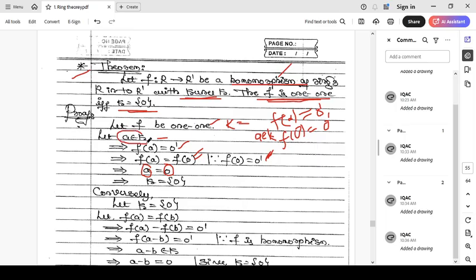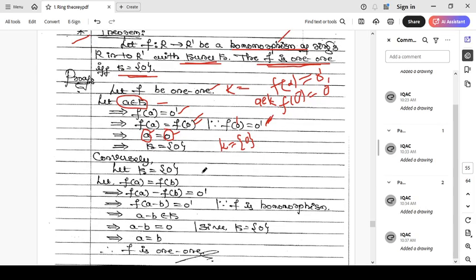So for every a belonging to K, we got f(a) is 0'. Obviously we'll get 0 belongs to K, right? So that a = 0. Therefore K, directly I can write down, K is a singleton set containing the element 0. Next, conversely, we need to take K as a set containing a single element 0.